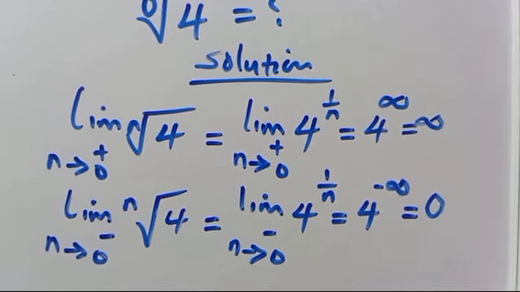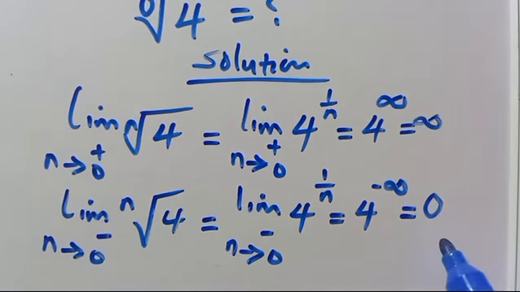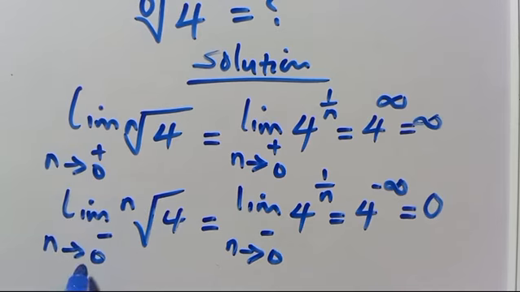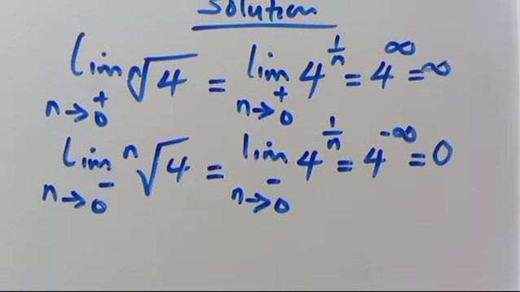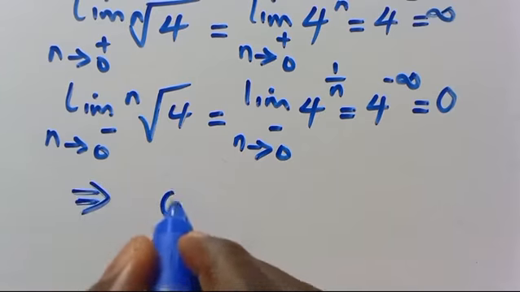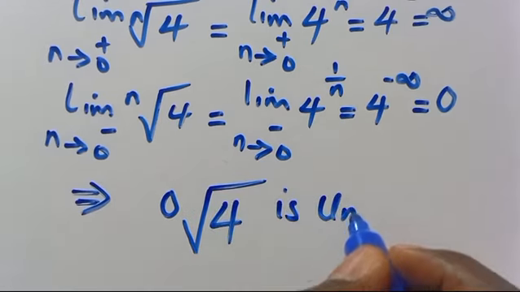Now, since the left hand side does not equal the right hand side, that is, the limit as n tends to 0 from the right does not equal the limit as n tends to 0 from the left, this implies that the nth root of 4 has no solution, that is, it is undefined. So therefore, we can now conclude that the 0th root of 4 is undefined.